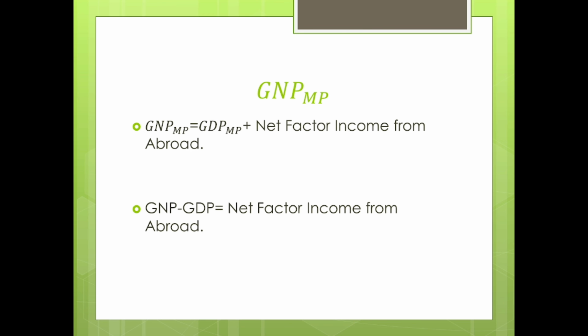So GNP at market price means GDP at market price plus net factor income from abroad. That means if you subtract GDP from GNP, you will get net factor income from abroad. This makes the difference between domestic and national. So we know what is GDP at market price, and we know what is GNP at market price.